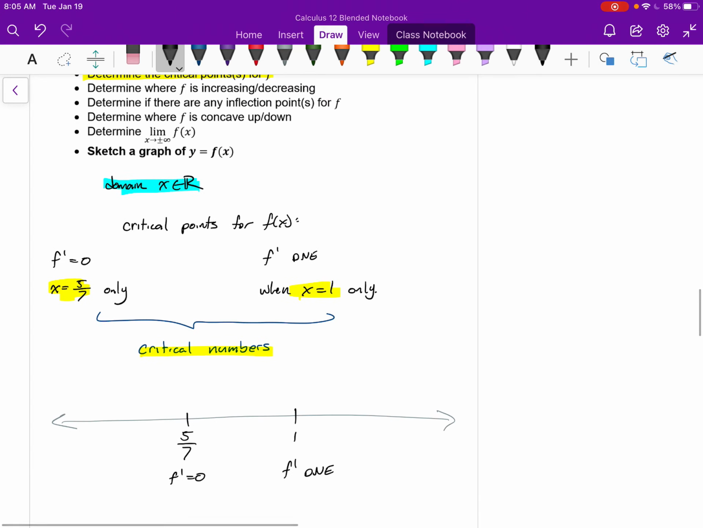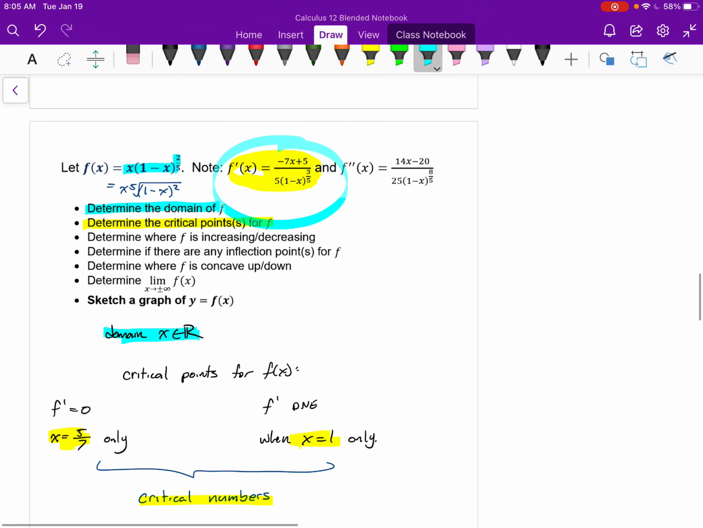So now, how do I figure out if it's increasing, decreasing, increasing? I have a few options. One option is to pick a number, for example, for this region here, a number less than 5/7. How about 0? And just take that 0 and put it into the first derivative. And if I get out a positive number, it's concave up. If I get out a negative number, it's, oh, sorry, I distracted myself.